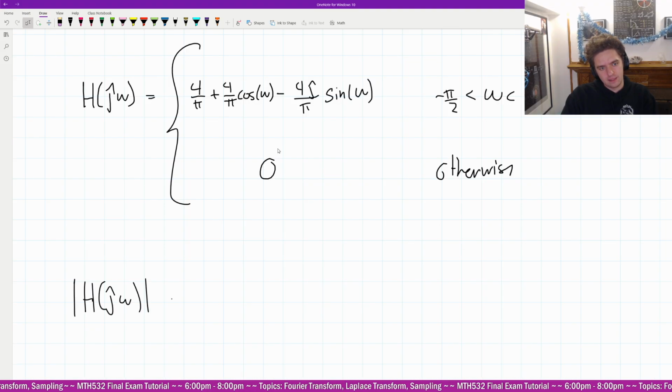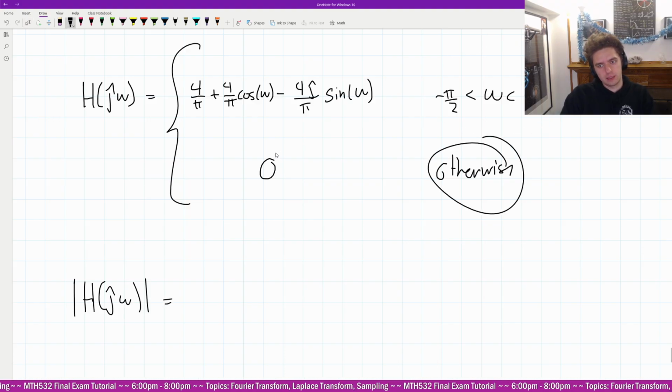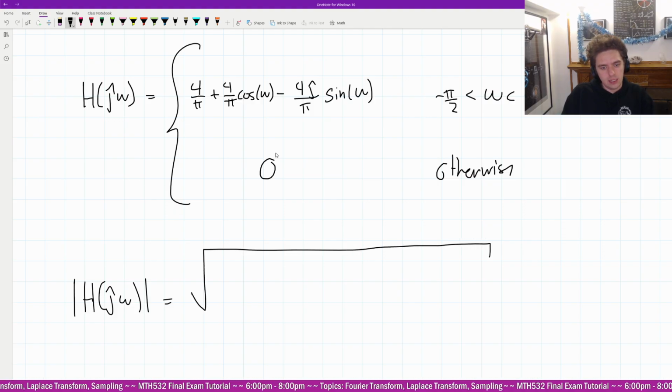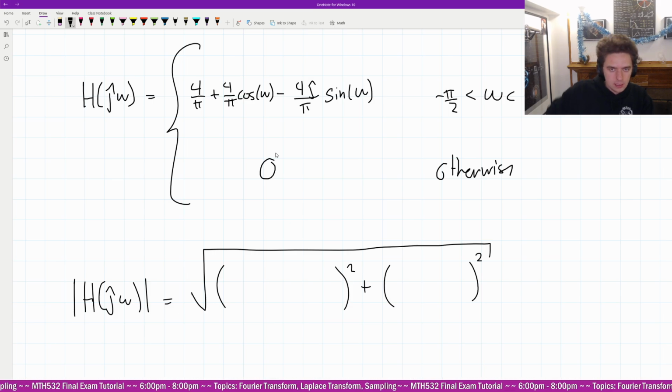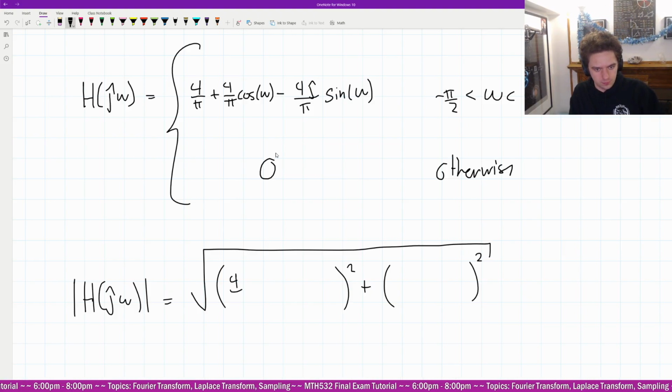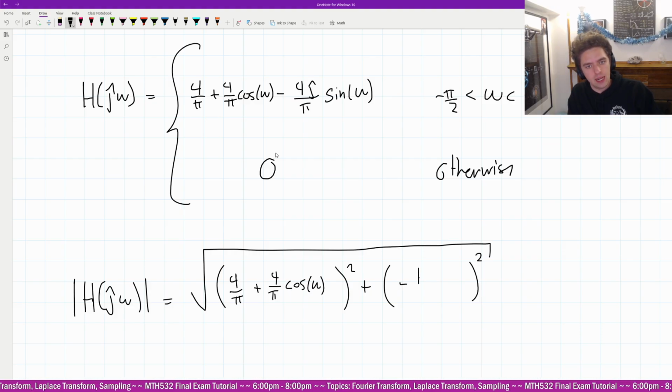So to find the magnitude now, the magnitude also is going to match this, right? Kind of like 514, we have this in some range and 0 otherwise. That's what the rectangle function does, right? So now to find the magnitude, I only really care about what's in the section. It's magnitude 0 otherwise. So in this section, the magnitude is going to be the square root of the real component squared plus the imaginary component squared. So what is that? The real component is 4 over pi plus 4 over pi cosine omega. And the imaginary component is -4j over pi sine omega.